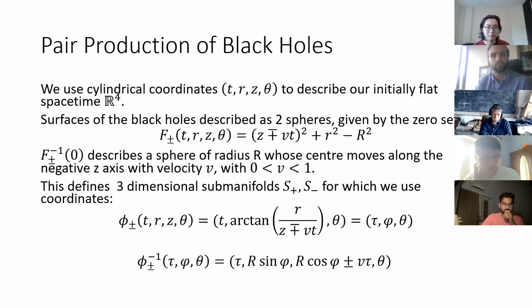So I'll just move on to what we're actually doing. We want to identify the surfaces of two spheres, basically. We describe that by the zero set of this function. This is a sphere of radius big R with center vt. So the center moves along the z-axis with velocity v, and that's parameterized by this function here. And there's one for z less than 0, one for z greater than 0.